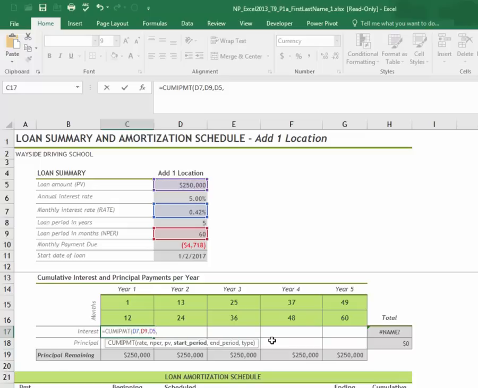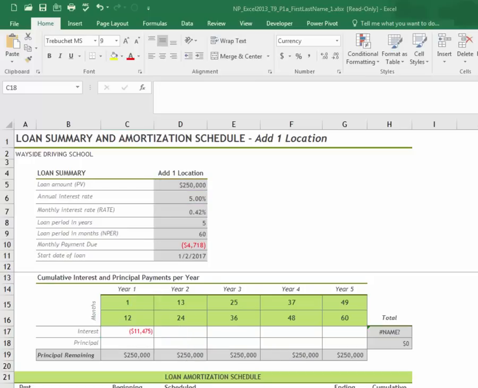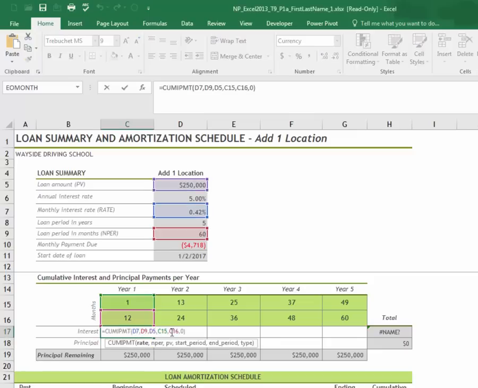And what's our start period? Well, it's month 1, comma. The ending period is month 12. And notice the type isn't optional this time. And so we are going to go 0 at the end of the period. And so that will be the cum interest payment. Now the way they have this set up, we can leave, oh, no we can't.